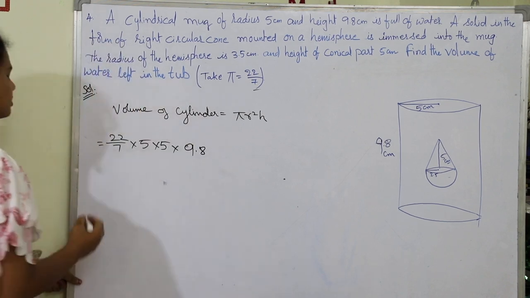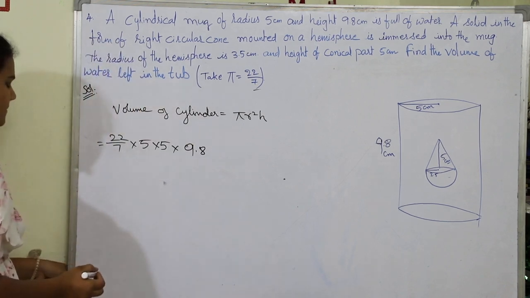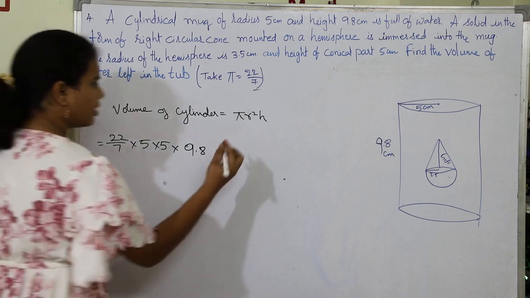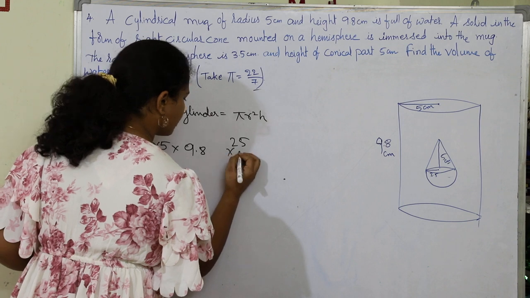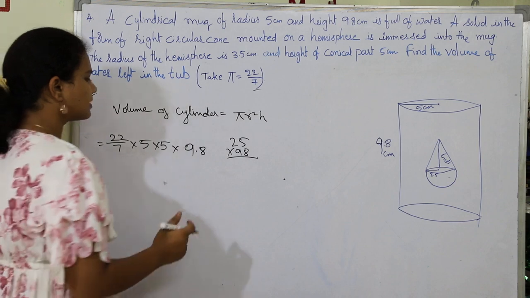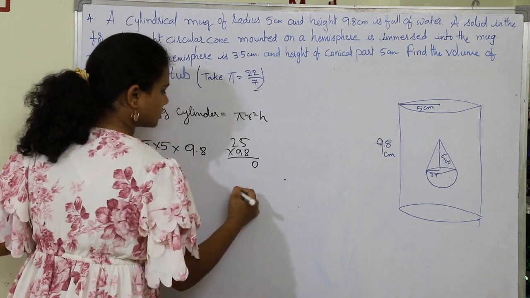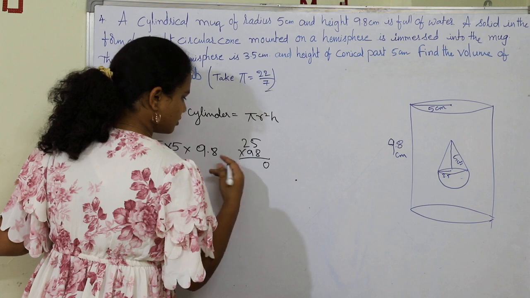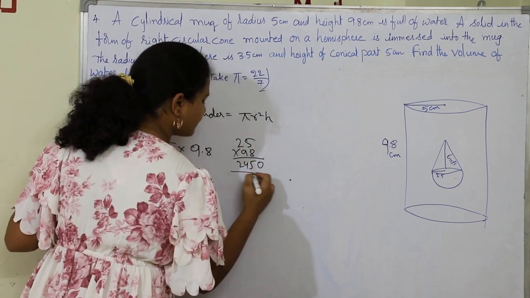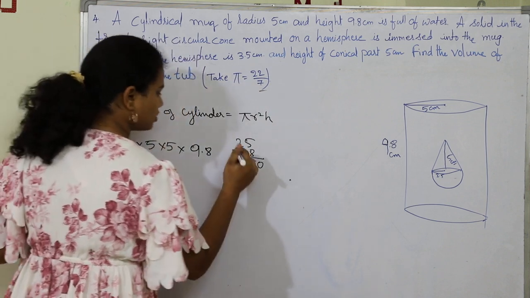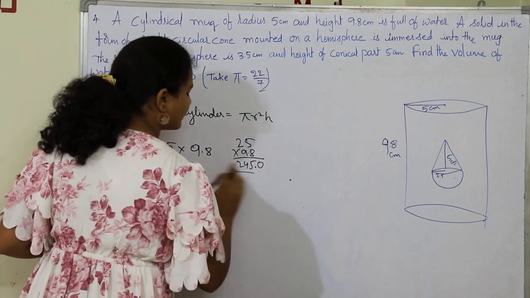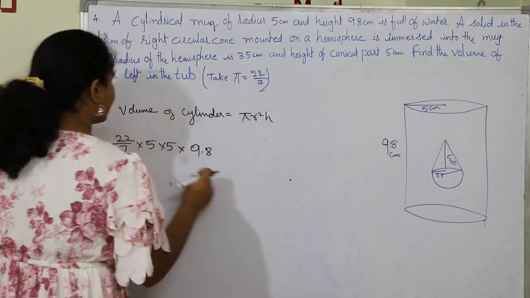Now just take a look, 5 fives are 25. 25 into 98, let's consider this as 98. So 25 into 98 becomes 2450. Put the point after one digit, so this becomes 245.